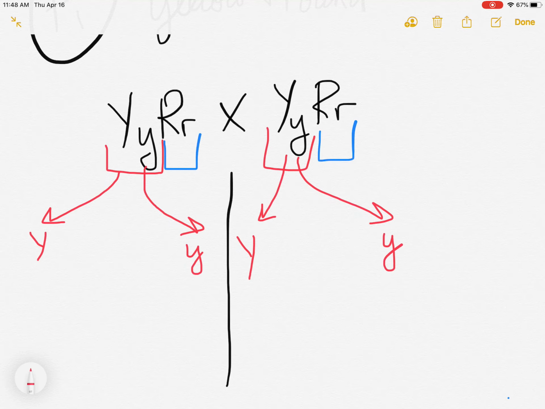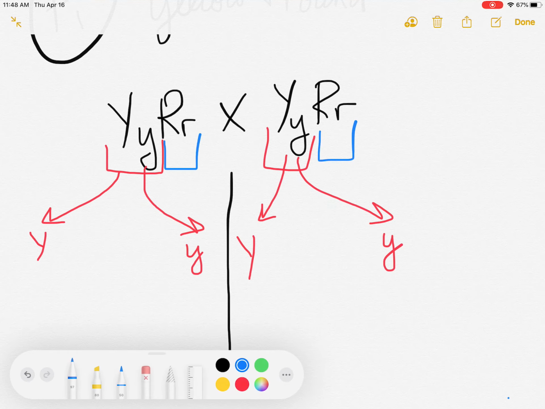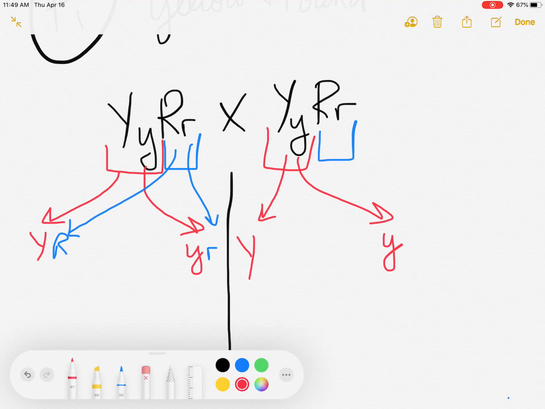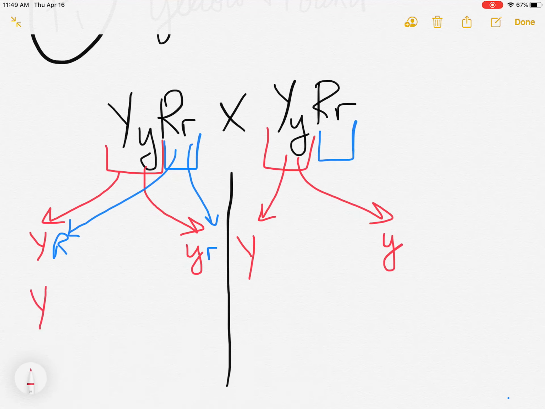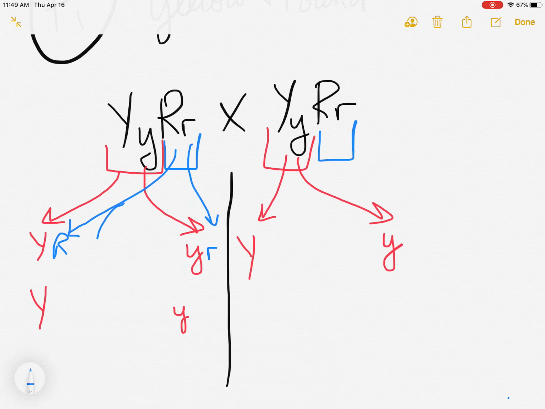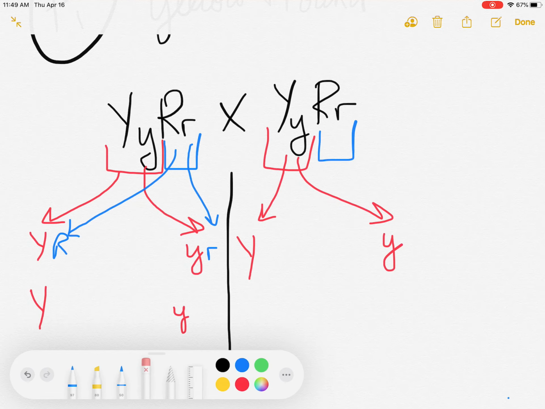All right. Now, here's the thing. The R's have to separate too. But they could separate in two different ways, couldn't they? We could have a big R going with the big Y over here, and the little r going with the little y. But remember, in meiosis, what if that chromosome was situated the other way? What we might also get is the little r going with the big Y and the big R going with the little y. So that big R could go to two different places, right?